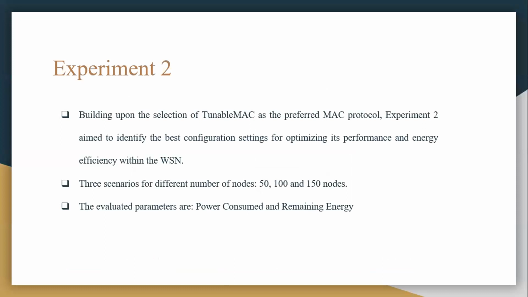In experiment 2, the goal was to adjust the sleep setting in the tunable MAC protocol to determine the optimal duty cycle value. The experiment was conducted using 3 scenarios with different numbers of nodes: 50, 100, and 150 nodes. This variation in node numbers aims to simulate the dynamic environment of a forest fire application. The nodes were uniformly deployed in the network, and the model used for message transmission was based on measuring the temperature at each node. When the temperature exceeds a certain threshold, the node generates a message and sends it to the sink.